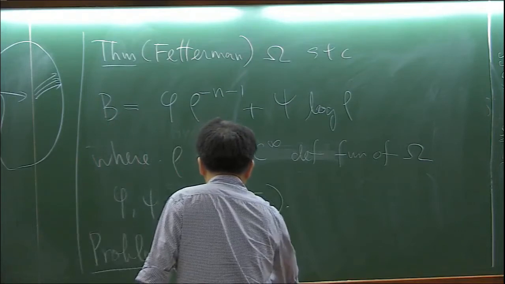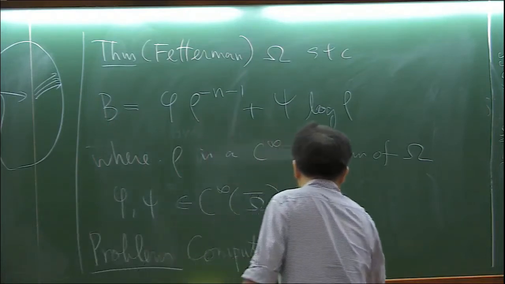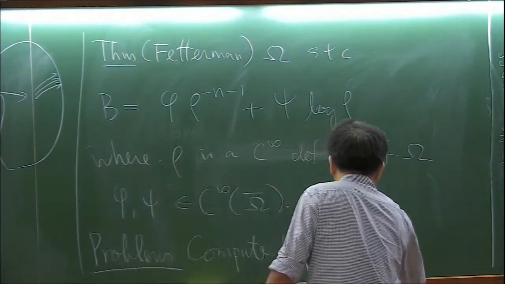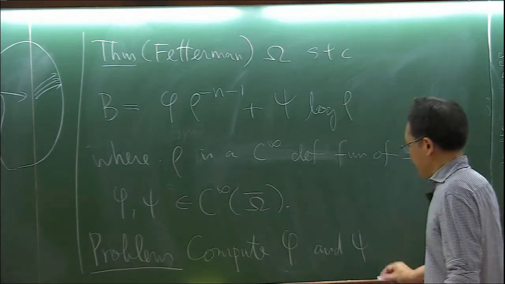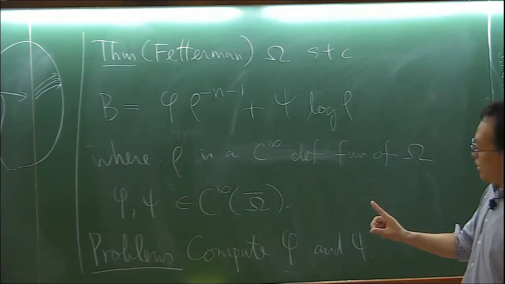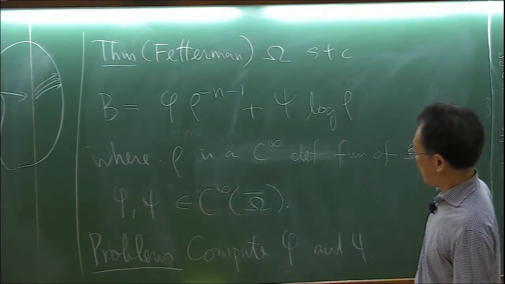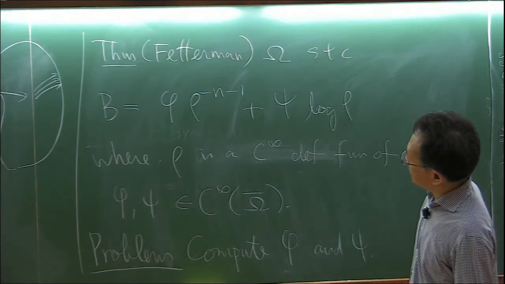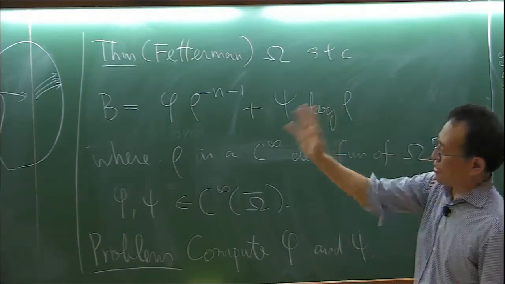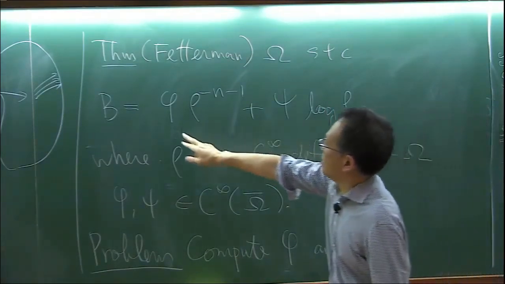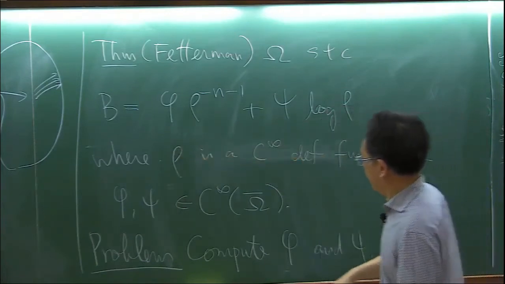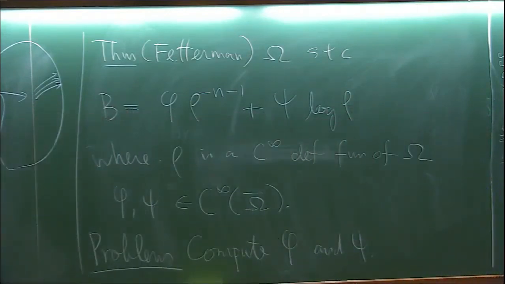So he proposed a problem: compute phi and psi. How to do this? Hörmander knows the answer for the leading term, and now there's some theory using the complex Monge-Ampère equation to describe this phi and psi. So I'll come back to this maybe on Friday.